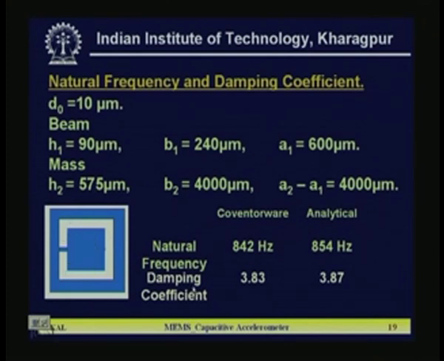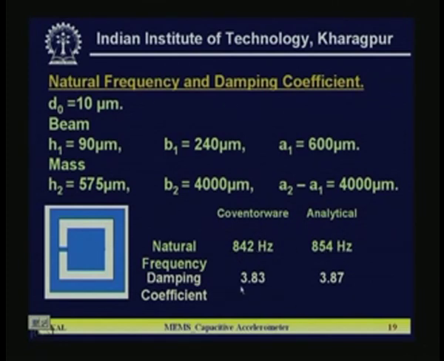So, for this kind of structure the natural frequency calculated using Coventor is 842 hertz, and using the analytical technique is 854 hertz. Analytical means the expressions which I gave you in my earlier slides; using those relations and taking the values of H1, d naught, B1, A1, you can easily calculate the natural frequency and damping coefficient. In both cases, either finite element or analytical, you get values like 842 and 854, which are not wide apart.